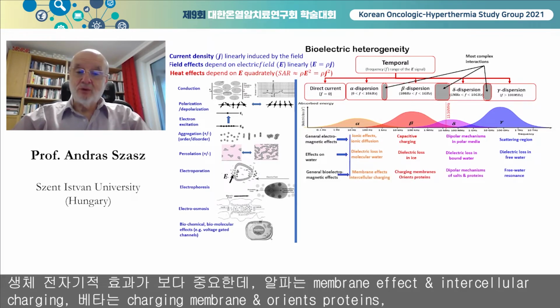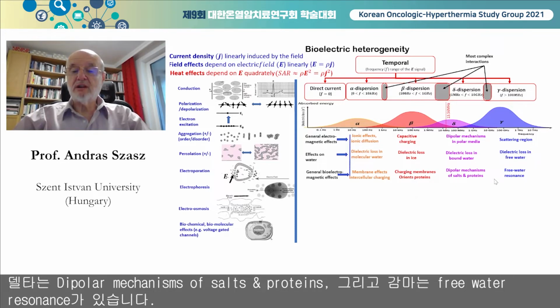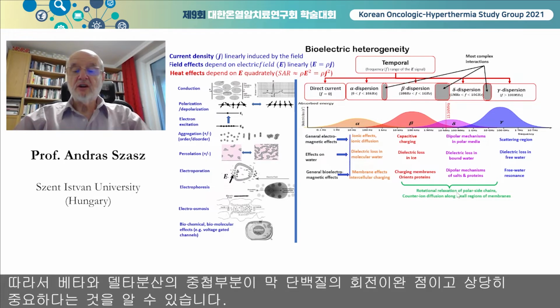Which is more important? What are the bioelectromagnetic effects, which is the membrane effect, intercellular charging, then charging membranes, orients proteins, dipolar mechanisms, and free water resonances. So we can see that these two are very important for us. It's a rotational relaxation of the membrane proteins. So it means that we are concentrating on this one.